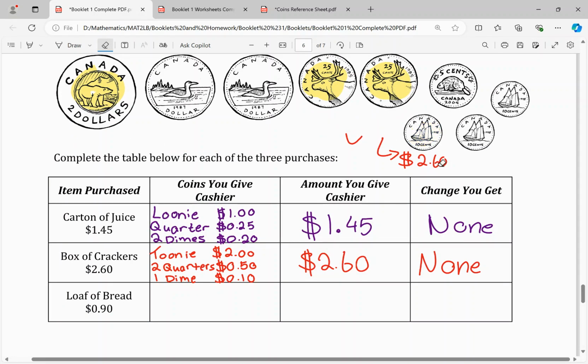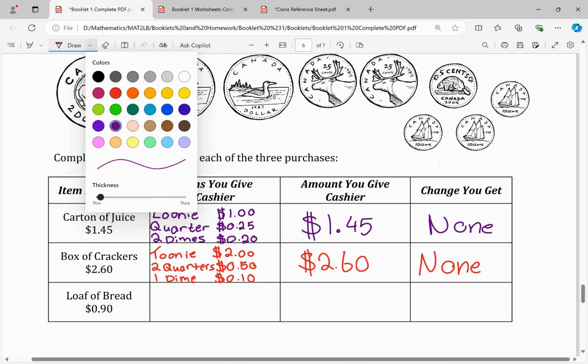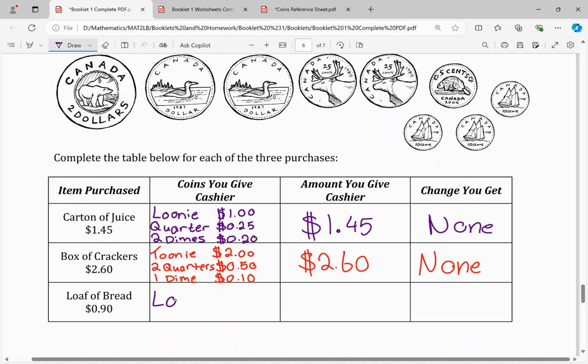Now, the final question asks us to buy a loaf of bread. Now, here's the thing. We can spend a long time trying to figure out exactly how to pay for a loaf of bread given the coins that are in the pocket. But it's actually impossible to make exactly 90 cents given the limited amount of change we have. We can give more money than it costs, but we can't give the exact amount. So what we're going to do is we're going to have to settle, and instead of the exact amount, we're just going to give 1 loonie, which is exactly $1.